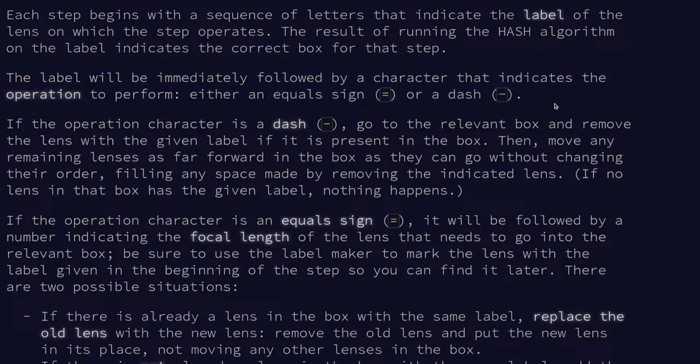The label will be immediately followed by a character that indicates the operation to perform: either an equals sign or a dash. If the operation character is a dash, go to the relevant box and remove the lens with the given label if it is present in the box. Then move any remaining lenses as far forward in the box as they can go without changing their order, filling any space. If no lens in the box has the given label, nothing happens.